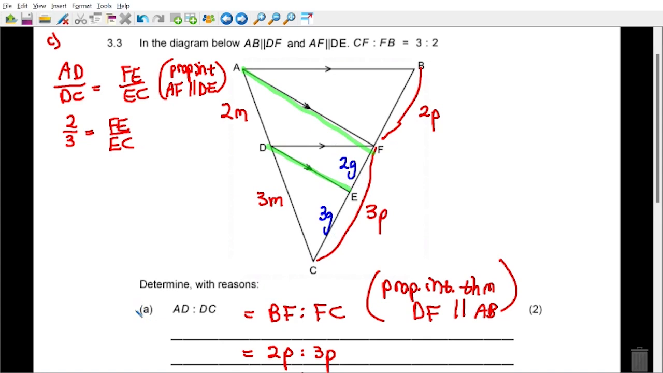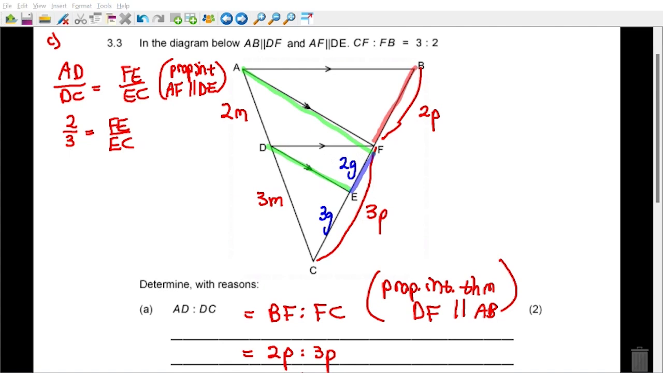Now, if we look at what this question is asking us for, it's actually asking us for EF to FB. EF to FB, the blue piece to the red piece. Now the problem that I've got is that I know EF in terms of G and I know FB in terms of P. However, the little trick that I can bring to bear here now is that I have got the length of FC.